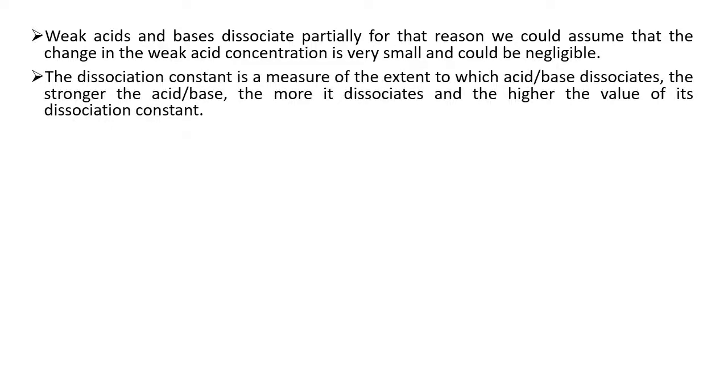The next point is that the dissociation constant is a measure of the extent to which an acid or base dissociates. The stronger the acid or base, the more it dissociates and the higher the value of its dissociation constant. For that reason, the dissociation constant, which is Ka or Kb, is an indication of the acid or base being strong, or you can use this value to compare between acid and base strengths.